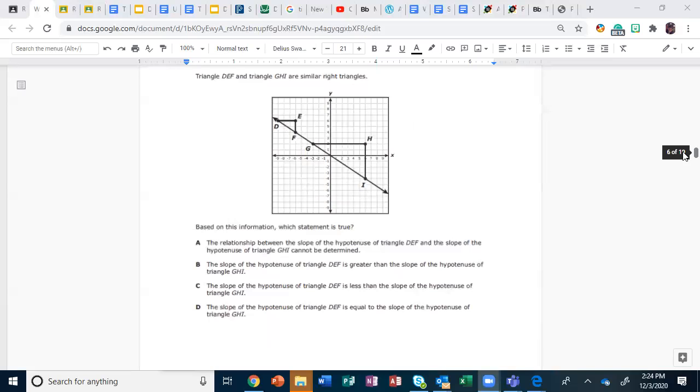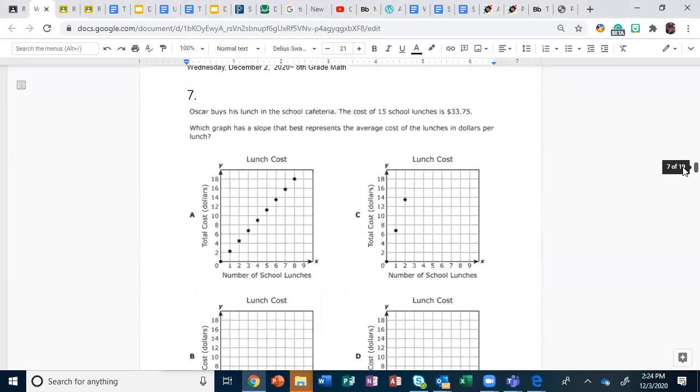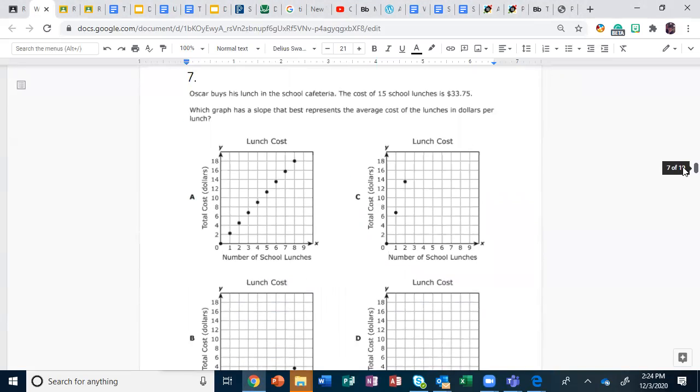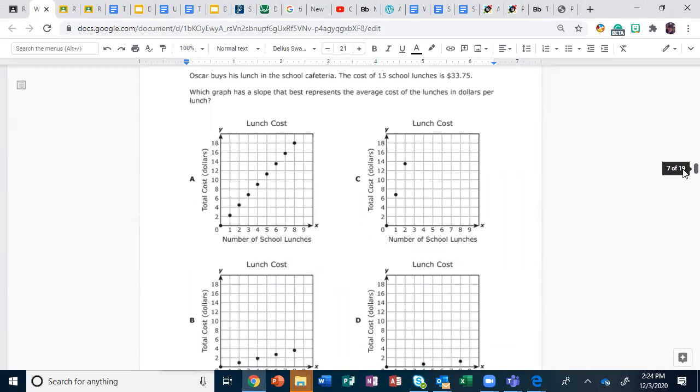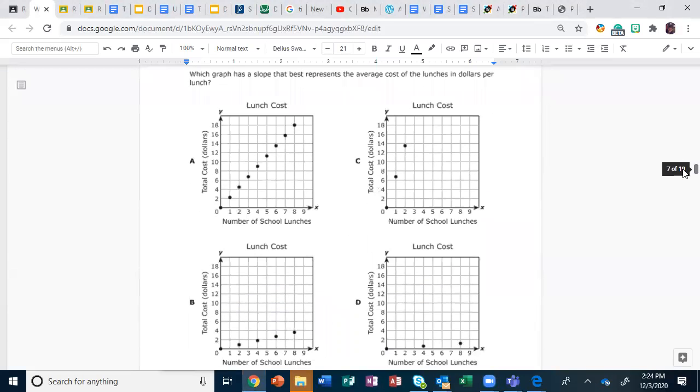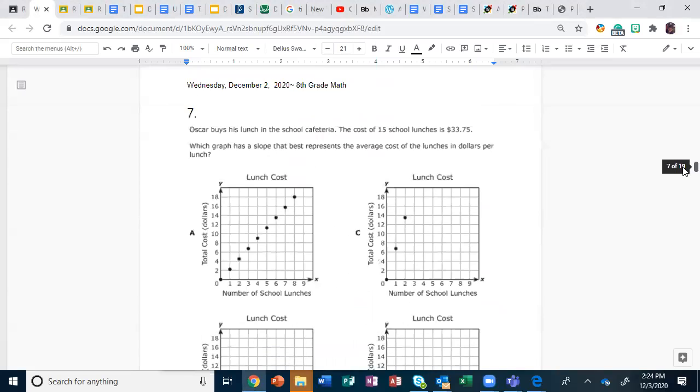Let's move on to question number 7. Question number 7 is one that you guys are not too bad at. You guys are kind of okay. So you guys probably already forgot. It says Oscar buys lunch in the school cafeteria. The cost of 15 school lunches is $33.75.